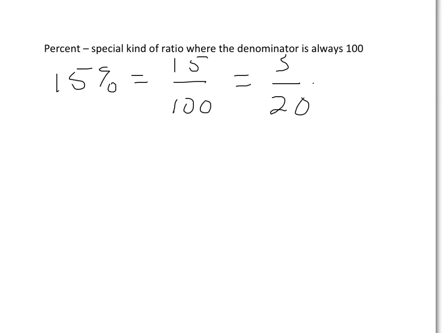To write 15% as a decimal, you just move the decimal 2 places to the left. So 15%, the decimal place normally lives right after the ones place, right after the 5 there. So I'm going to move it back 2 to the left. And 15% is 0.15 if you write it as a decimal.